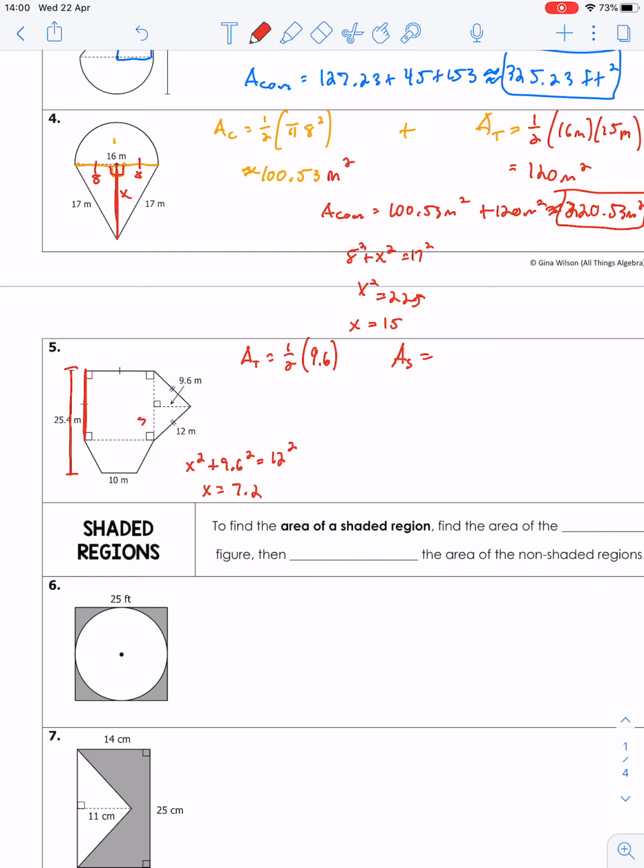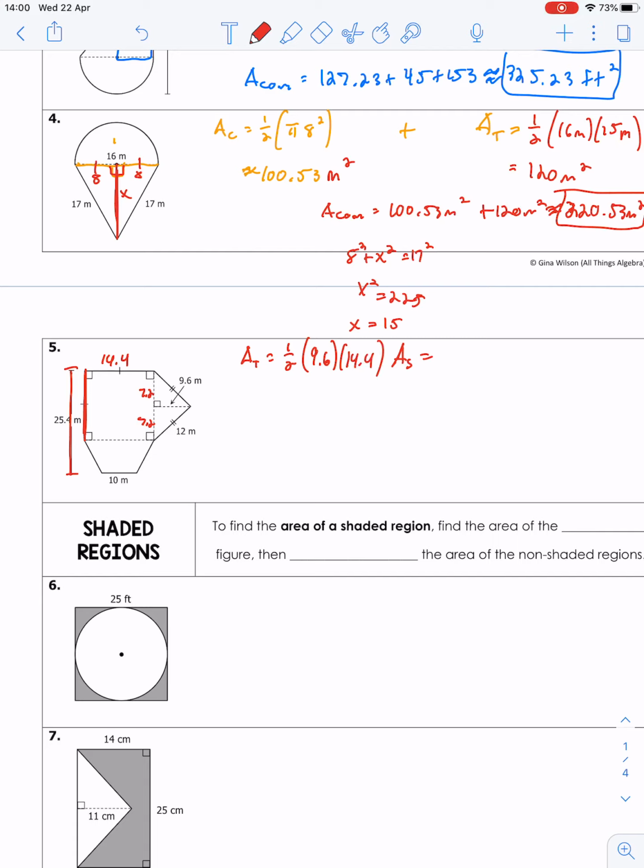So this is going to be 7.2, and this is going to be 7.2. And since they're both 7.2, we know this is going to be 14.4. And that helps us, because that tells us the base of our triangle. So that is 14.4.